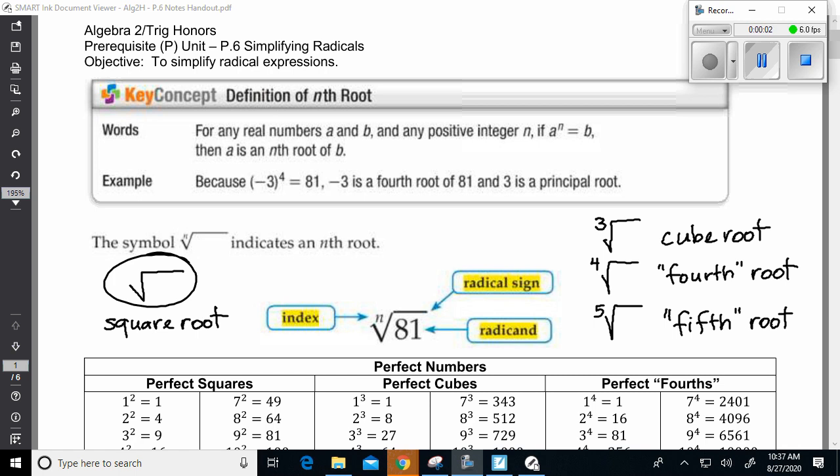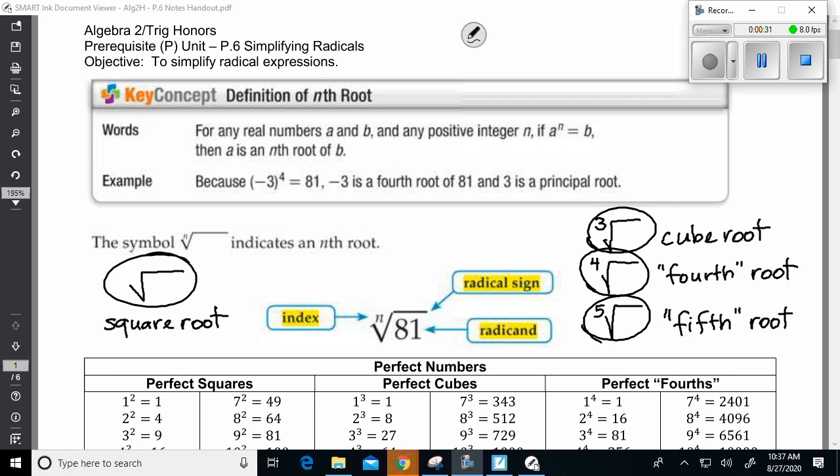So, most of us are used to seeing the square root symbol. But there are other radical signs that exist. So there's the square root symbol with a 3 in it. That's called a cube root. Radical sign with a 4 is a 4th root. Radical sign with a 5 is a 5th root.